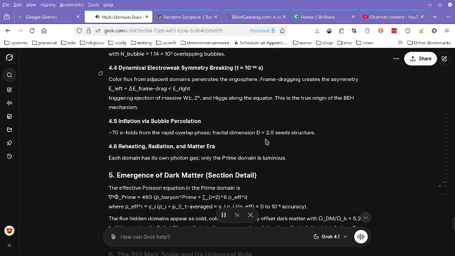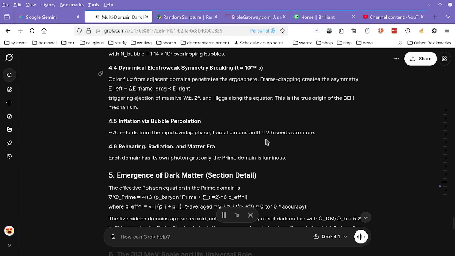4.4. Dynamical electroweak symmetry breaking, T approximately 10 metric super 37. Color flux from adjacent domains penetrates the ergosphere. Frame dragging creates the asymmetry E left plus delta E frame drag M E right, triggering ejection of massive W plus, Z negative, and Higgs along the equator. This is the true origin of the BEH mechanism.